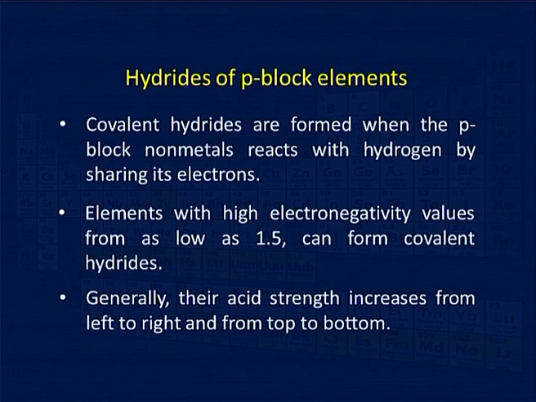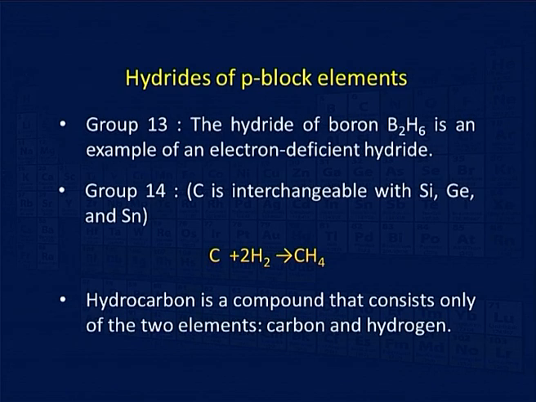Covalent hydrides are formed when the p block non-metals react with hydrogen by sharing electrons. Elements with electronegativity values as low as 1.5 can form covalent hydrides. Generally, their acid strength increases from left to right and from top to bottom. In group 13, the hydrides of boron, B2H6, is an example of an electron deficient hydride.